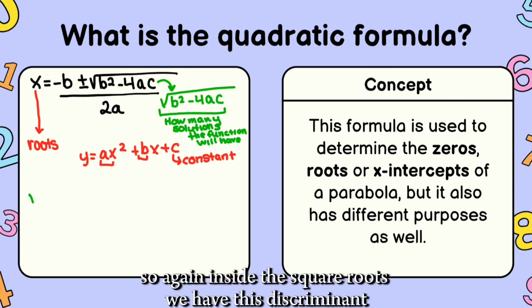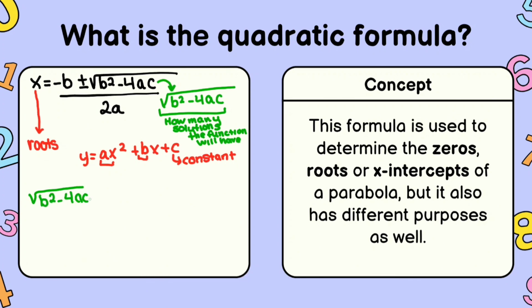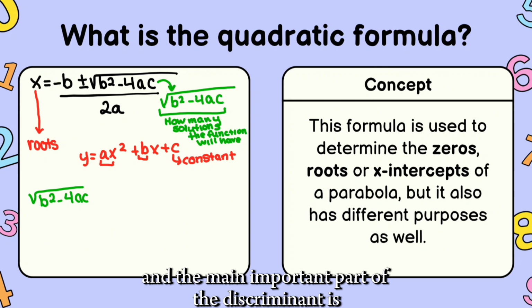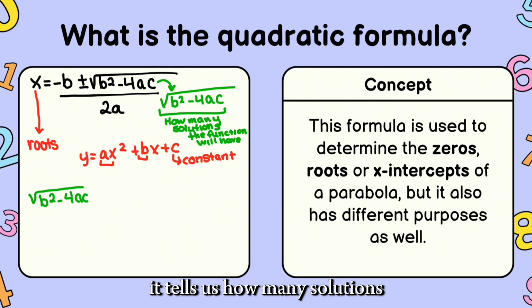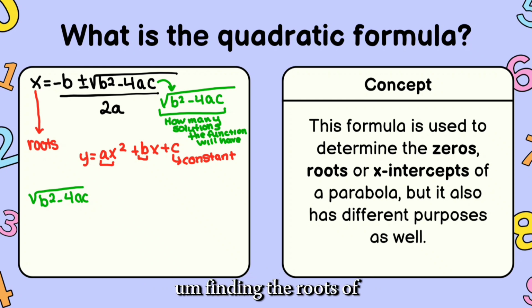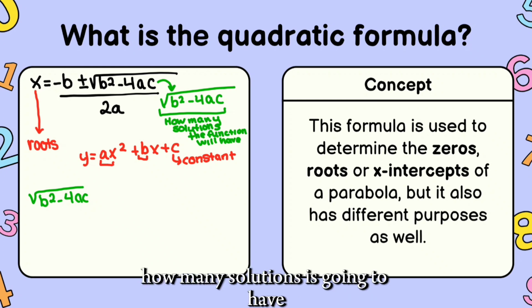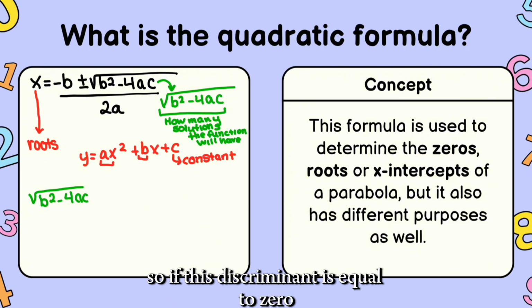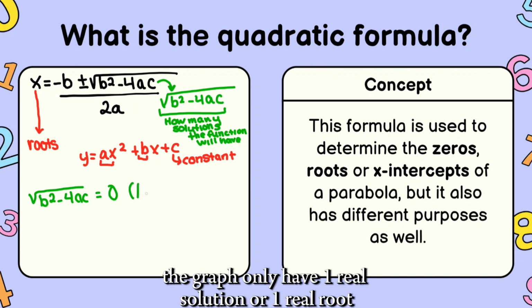So again, inside the square root, we have the discriminant. The main important part of the discriminant is that it tells us how many solutions the quadratic function we are finding the roots of is going to have. By solutions, again, I mean the roots. So if this discriminant is equal to 0, the graph will only have one real solution or one real root.